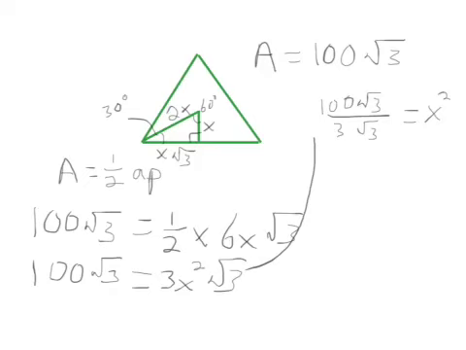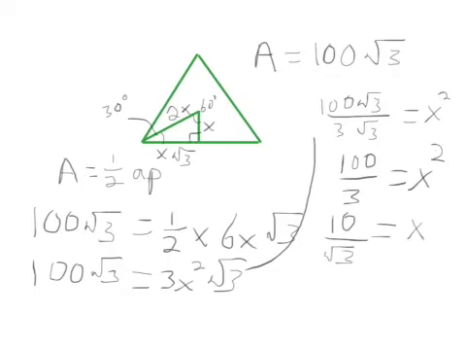So now I can divide both sides by 3 times the square root of 3 to get x by itself. So when I do that, I'm going to have now 100 over 3 equals x squared. So to find x, I just take the square root of both sides. I'm going to get x would equal 10 over square root of 3, and I need to rationalize this radical.